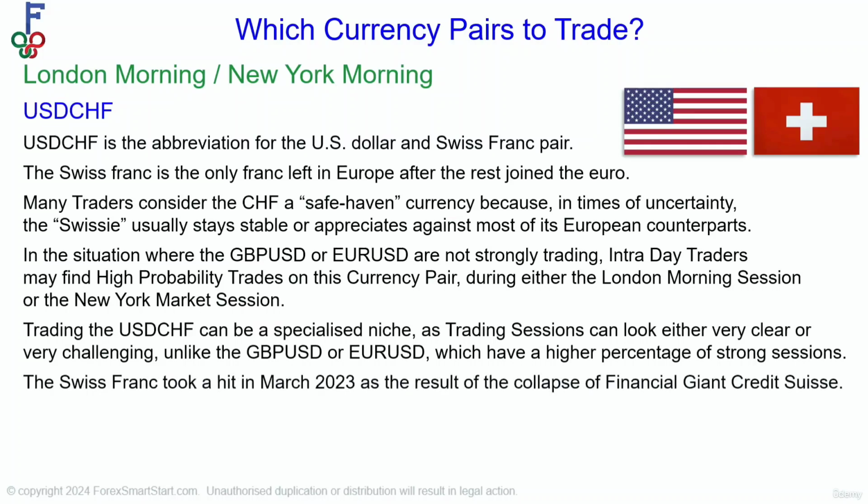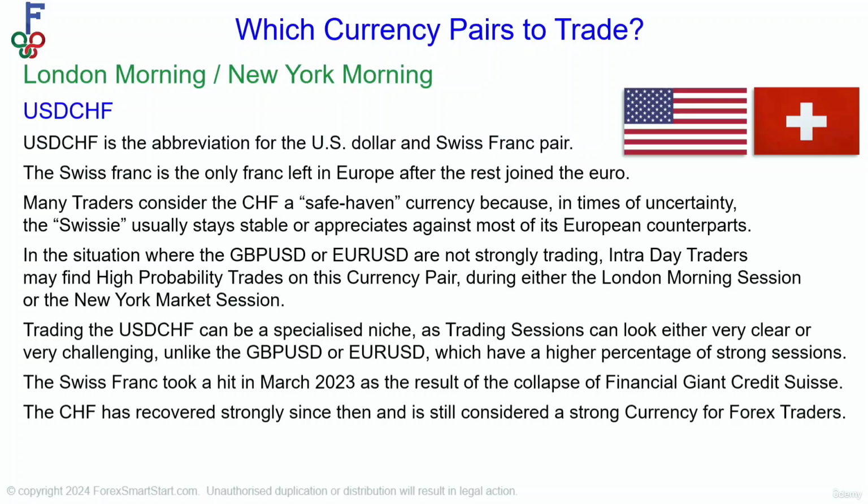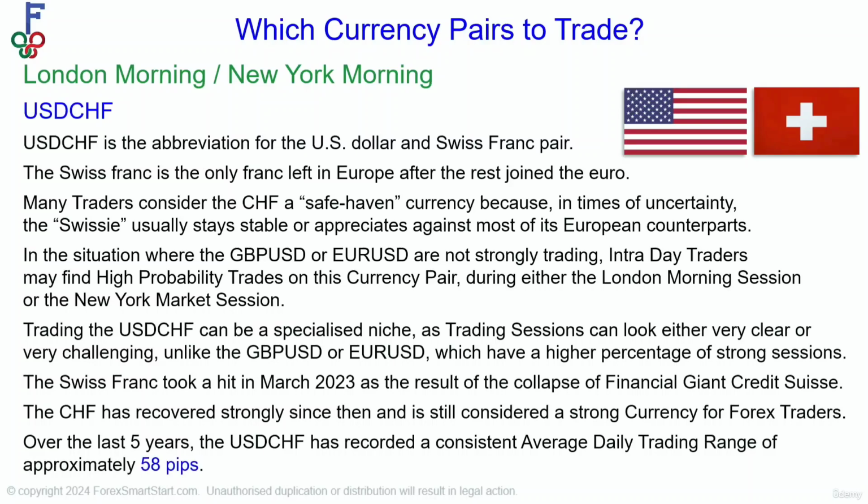The Swiss franc took a hit in March 2023 as a result of the collapse of the financial giant Credit Suisse. The Swiss franc has recovered strongly since then and is still considered a strong currency for Forex traders. Over the last 5 years, the USD Swiss franc has recorded a consistent average daily trading range of approximately 58 pips.